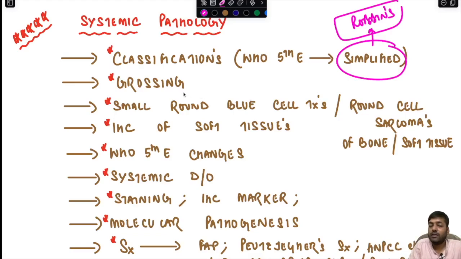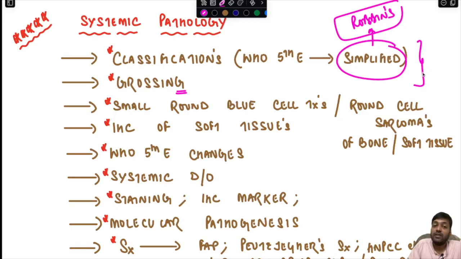Then the question on grossing: write down the steps of grossing: thyroid grossing, uterine corpus grossing, ovary grossing, colon and rectum grossing, appendix, gallbladder. So write down the steps of grossing is very commonly asked in the exam. One question from grossing will 100% be there. Sometimes 2 questions also come. All in all, with just these 2, you can cover 2 to 3 questions in your exam, or 20 to 30% of the systemic pathology questions.